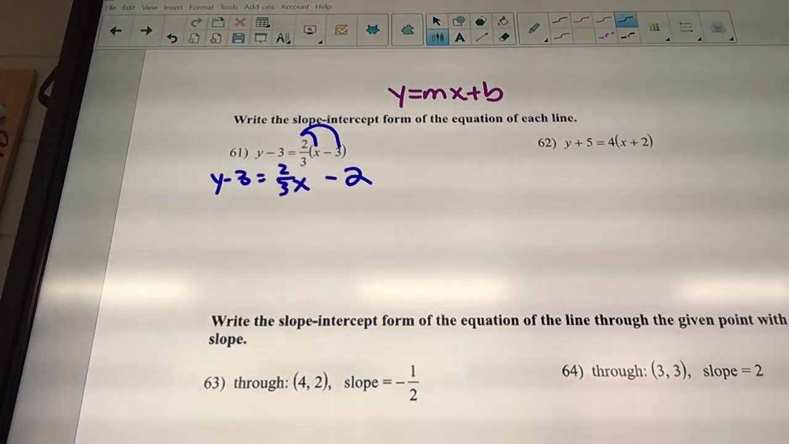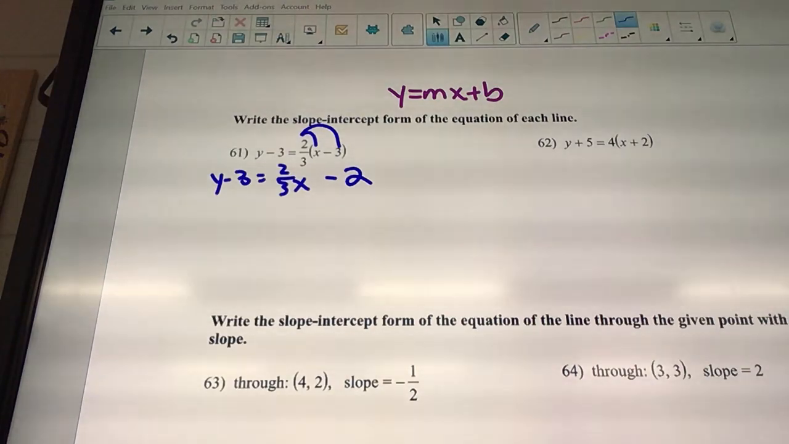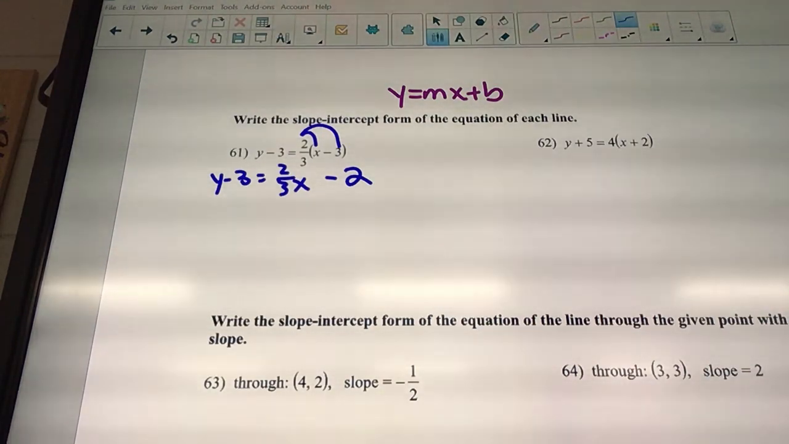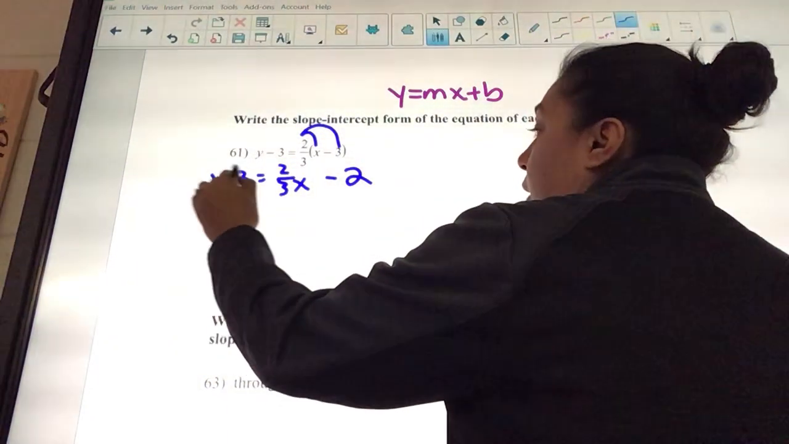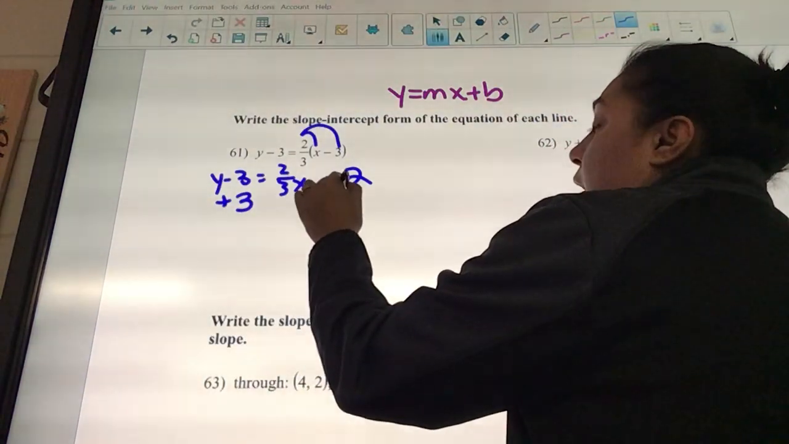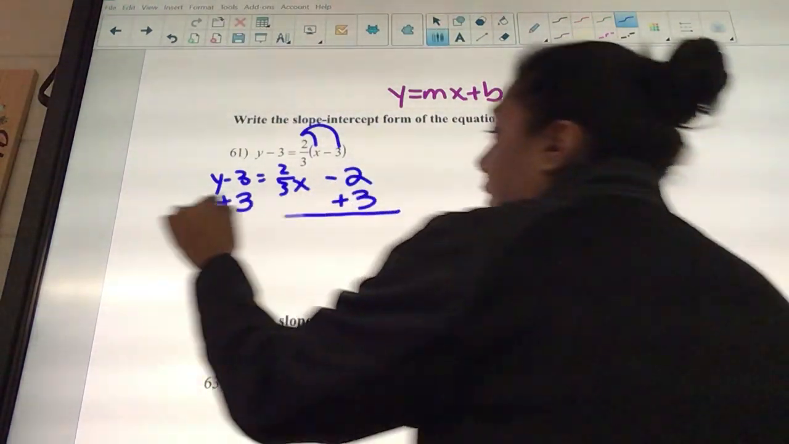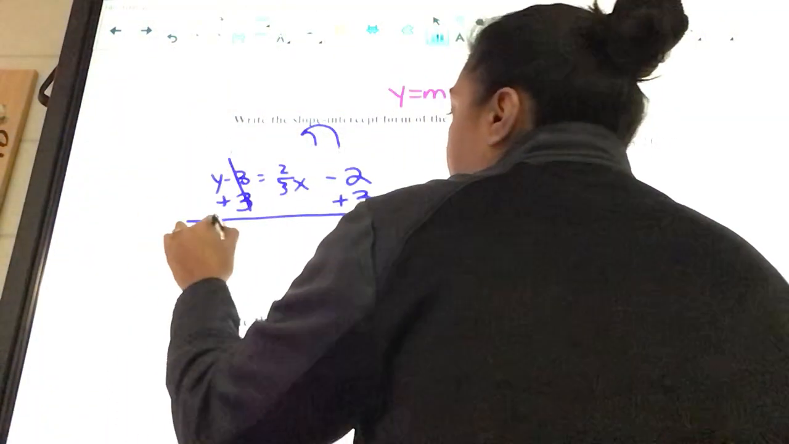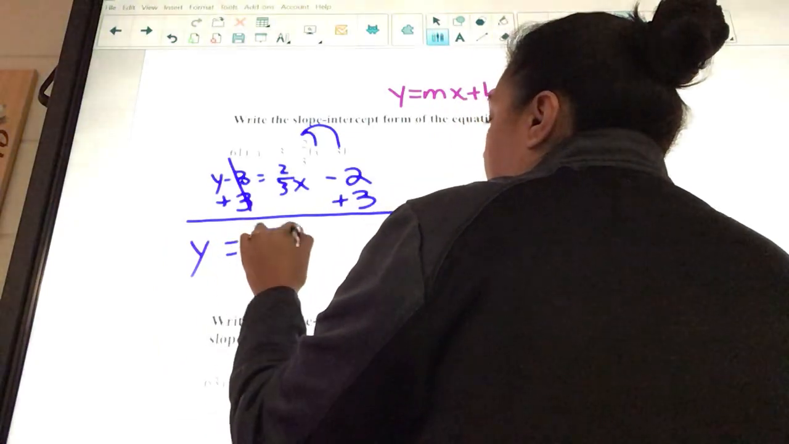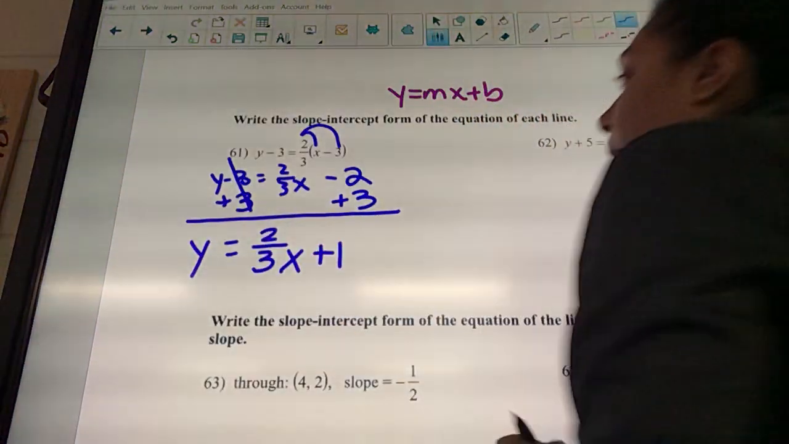Okay, and so is y by itself? No, so what is next to y that needs to be moved? The 3. So we're going to say +3 and +3. It's got to go under this just plain 2. So we get y equals 2/3x plus 1.